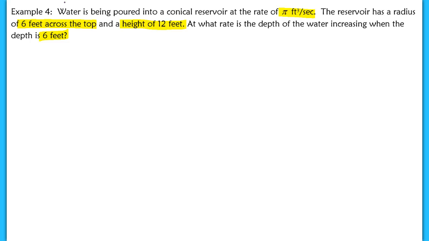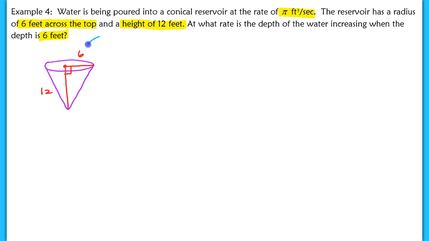Now the basic premise of this problem is similar to example 3. We're still filling up a container. So here the container just happens to be a cone. So let's go ahead and draw in our cone. Now the radius of this cone here, that's 6 feet, while the overall height of the cone is 12 feet.